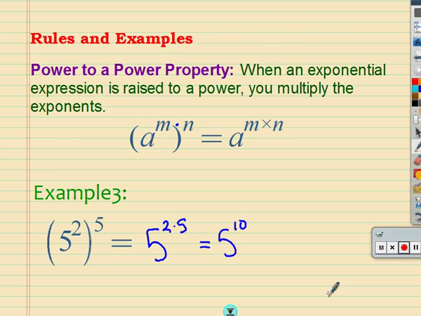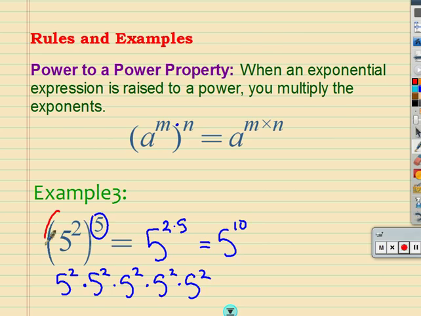5 to the second to the 5th power can be expressed like this: 5 to the second power, another 5 to the second power, another 5 to the second power, 5 of those. Exponent tells us to multiply the base as many times as the exponent says. So in this case, the exponent is 5, which tells us to multiply the base by itself 5 times.